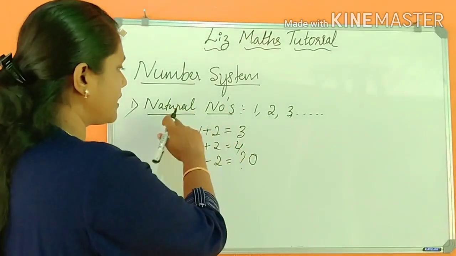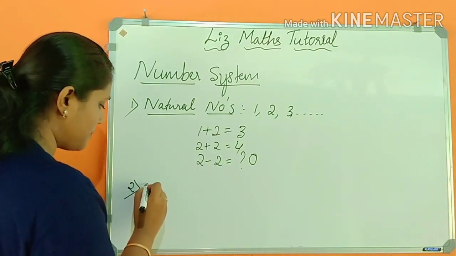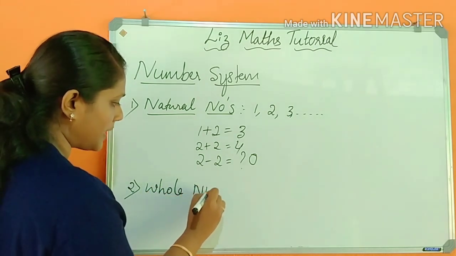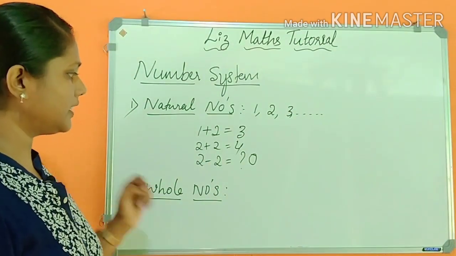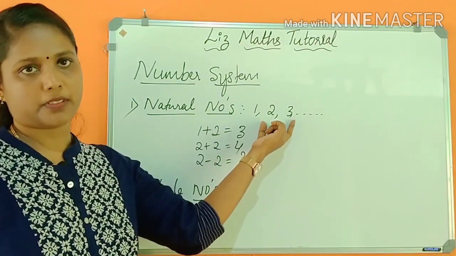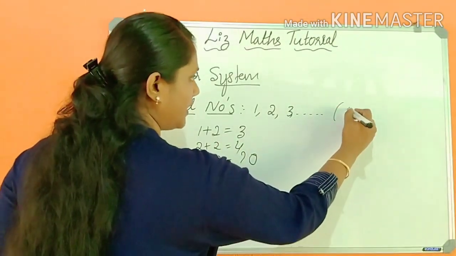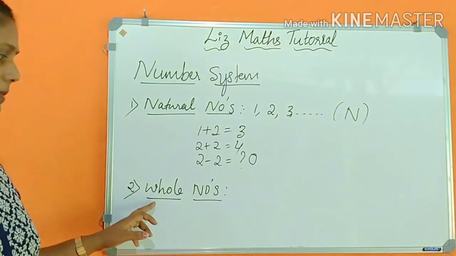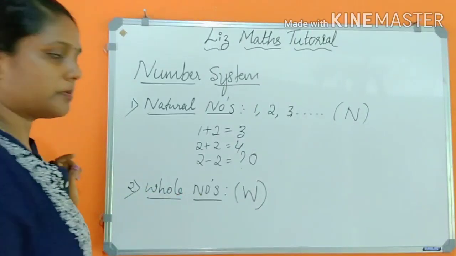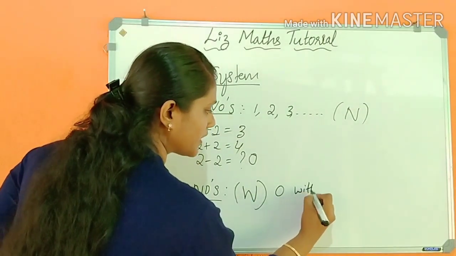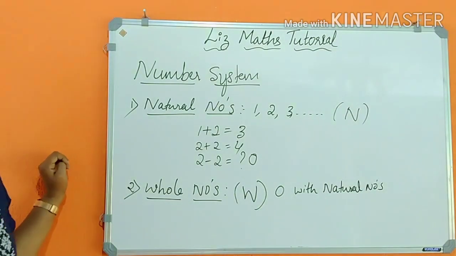But 0 is not in the natural numbers. So what do we have to do? We have to give another name for the number system, that is whole numbers. What are whole numbers? A whole number is nothing but 0 with the natural numbers. See, I forgot. Natural numbers are denoted with capital letter N, and whole numbers are denoted by capital letter W. See here, what is a whole number? A whole number is nothing but 0 with what? Natural numbers. 0 with natural numbers.